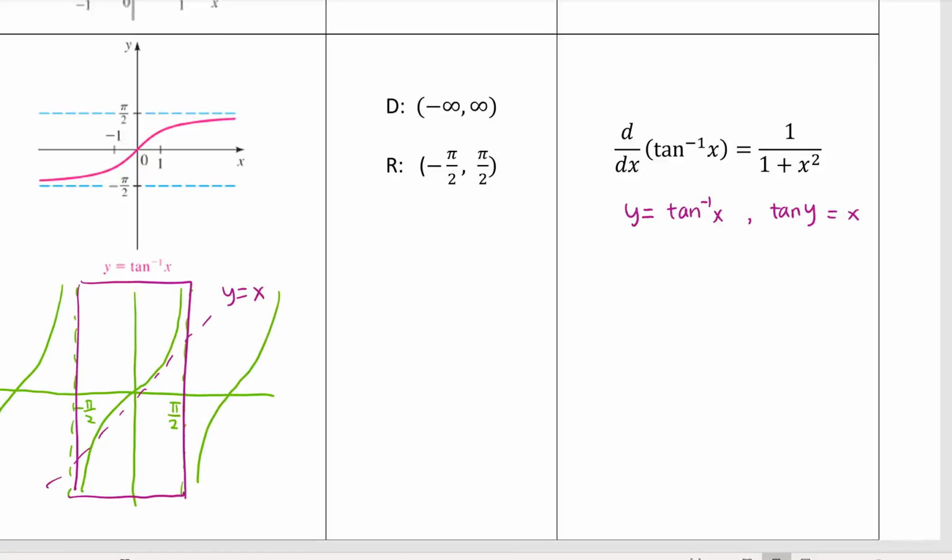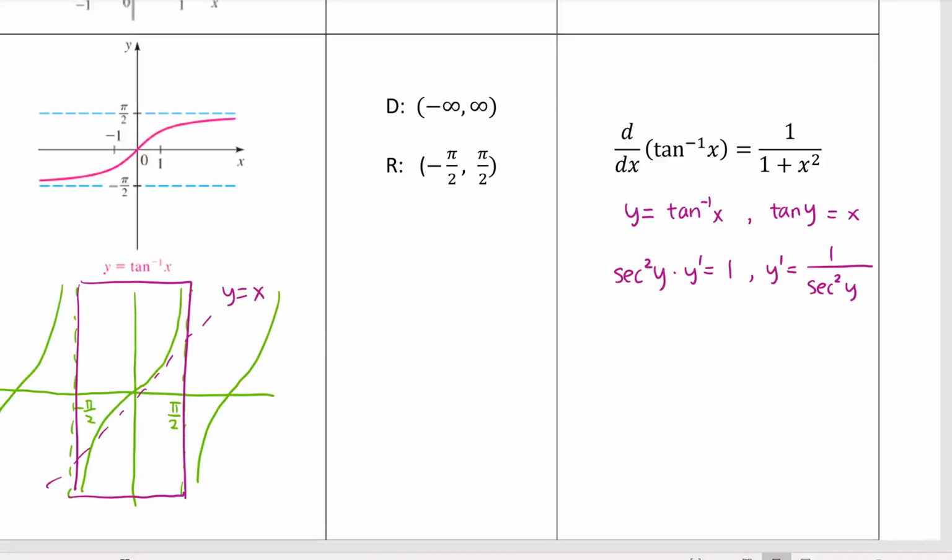What is the derivative of tangent? I hope that you have remembered all the formulas of the trig derivatives. The derivative of tangent is secant squared, times y prime. The derivative of x is 1. So y prime is 1 over secant squared.